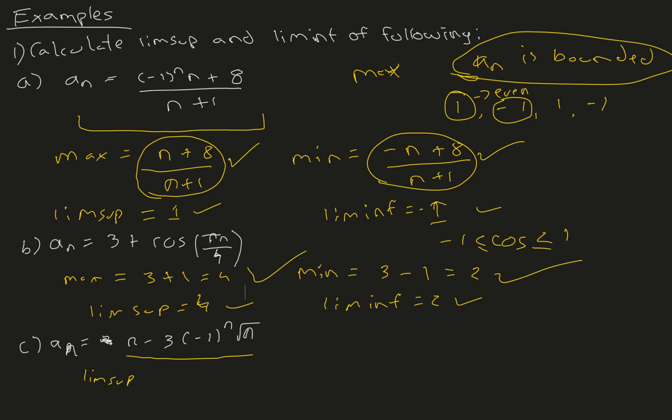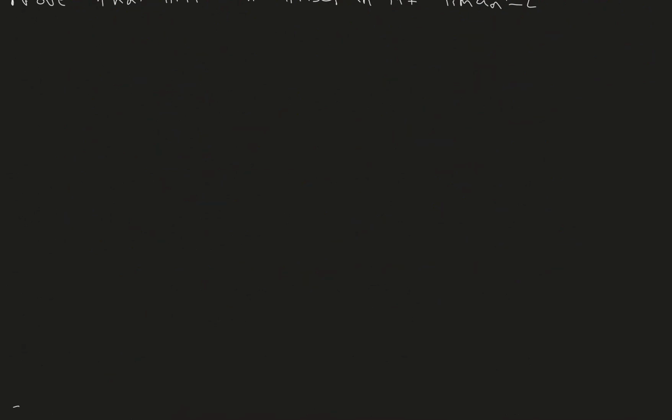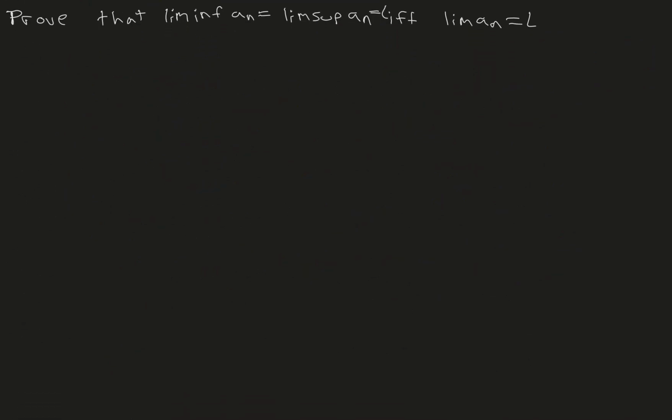So let's go ahead and prove some theorems involving lim sup and lim inf. Firstly, the first theorem is that the lim inf of a_n is equal to the lim sup of a_n if and only if the limit of a_n is equal to L. So if the lim inf of a_n is equal to the lim sup of a_n and both of them have the same value L, then the limit of the original sequence a_n is also L. Let's go about the proof of this. And remember, this is an if and only if statement, so we have to prove both directions.